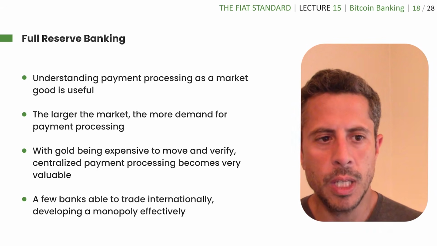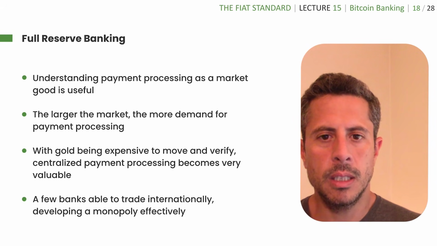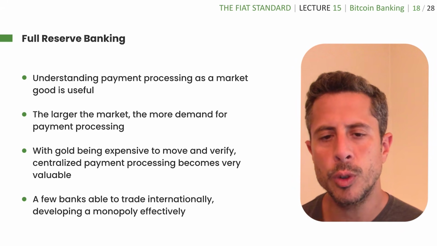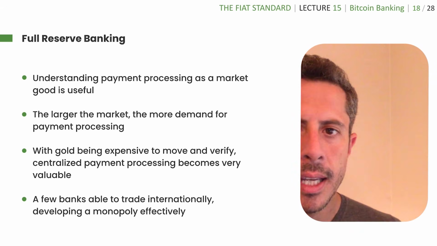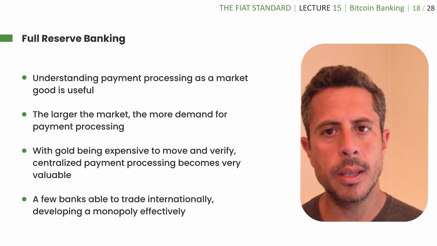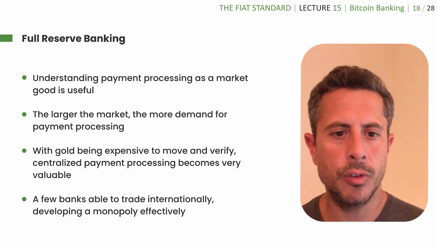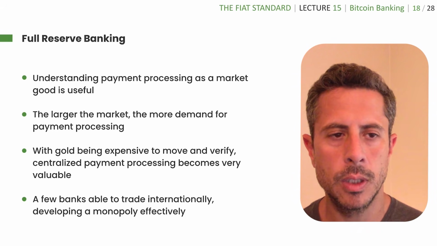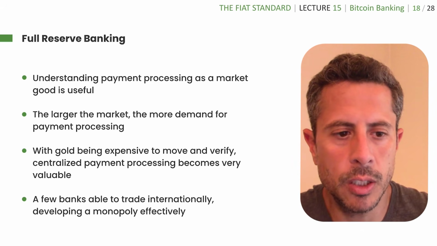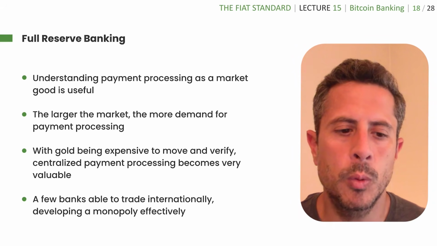And I think the reason it would have full reserve banking, as I mentioned earlier, is that when we tie all of those things together, we can see the ability of the bank to get away from full reserve banking as being a function of the degree of monopoly that this bank has with its clients' money. Think of processing payments as a market good. What banks do, moving money around, is a market good. The larger the market, the more there will be demand for payment processing. The more people want to move money around.